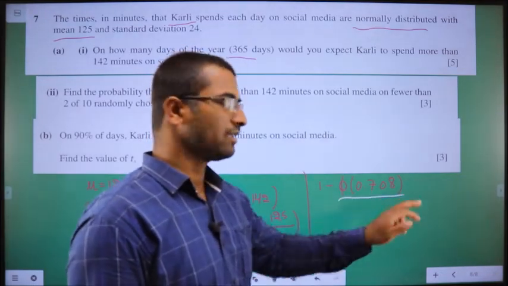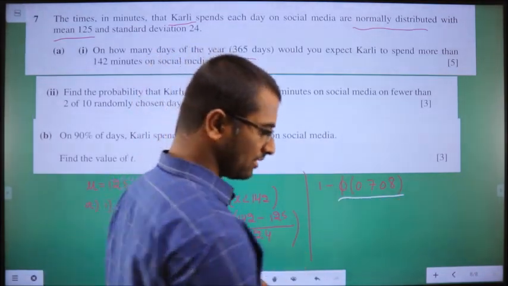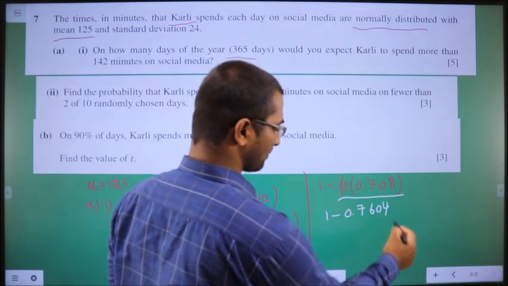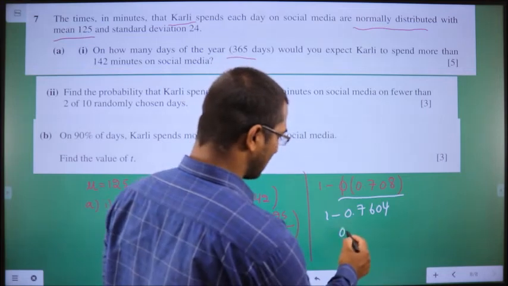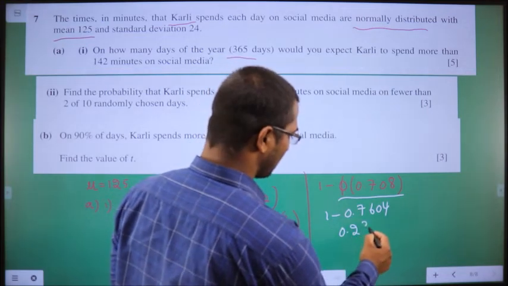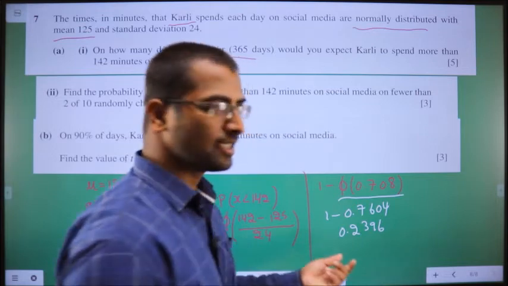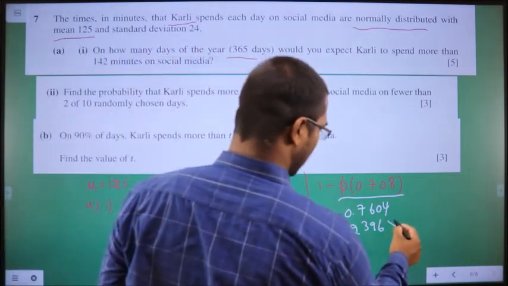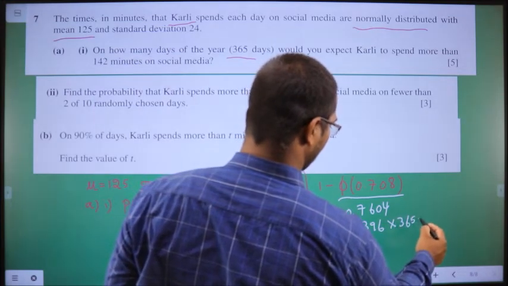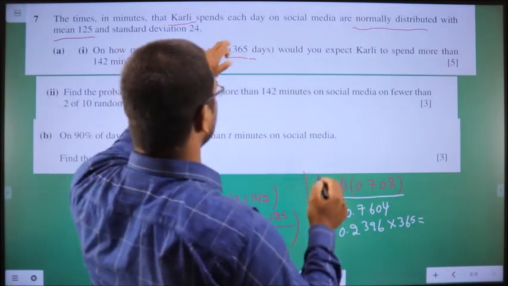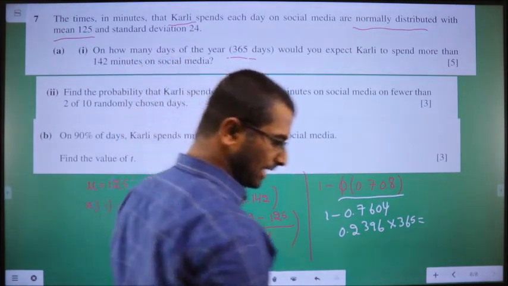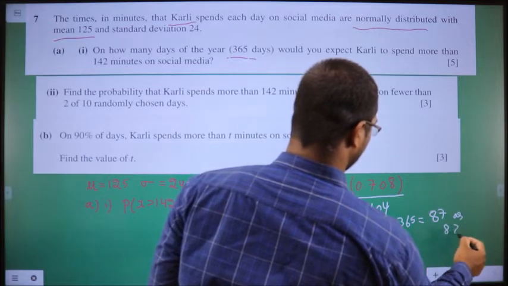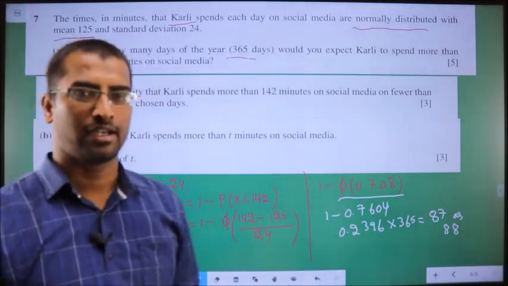Get this answer from the normal distribution table. You will get 0.7604. So subtract, it's nothing but 0.2396. This is the probability. He is asking for number of days, so multiply it with 365. It's given over here, 365. So if I multiply, I get, either you can write 87 or 88. Both will be considered correct.